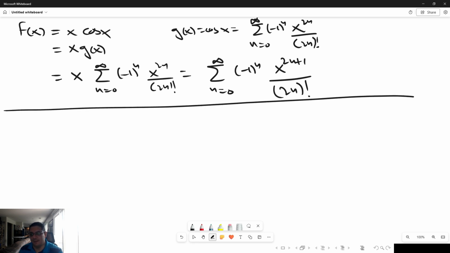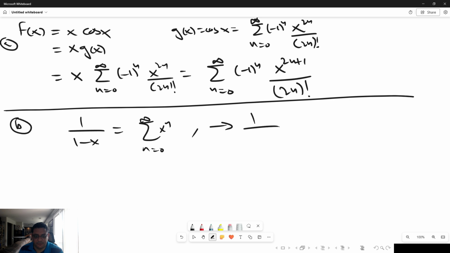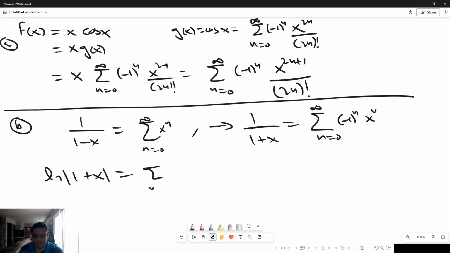A similar thing happens in the second scenario, where you have the series of 1 over 1 minus x being x to the n, right? And then from there we said, okay, we can do 1 plus x being the same thing, but with minus 1 to the n, because I compose with minus x. And then I integrate and I get the log of 1 plus x being the series for n equals 0 of minus 1 to the n, x to the n plus 1 over n plus 1.